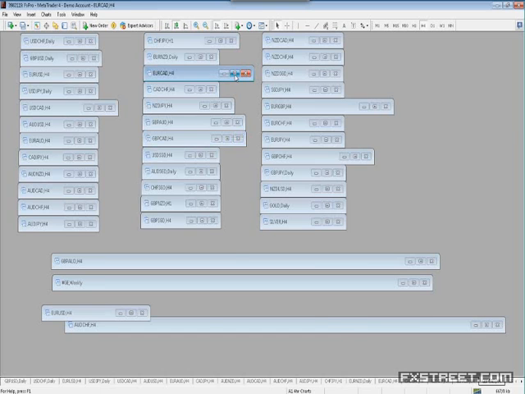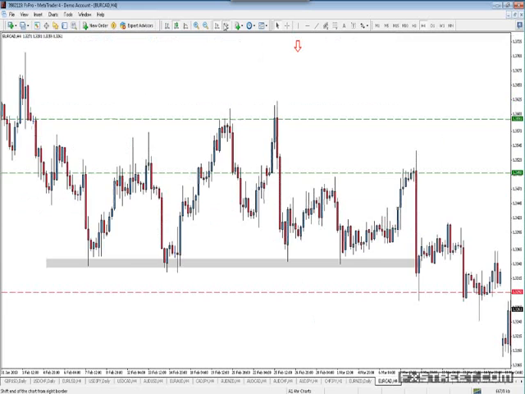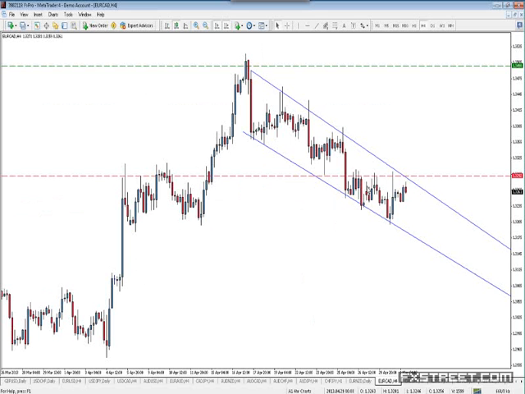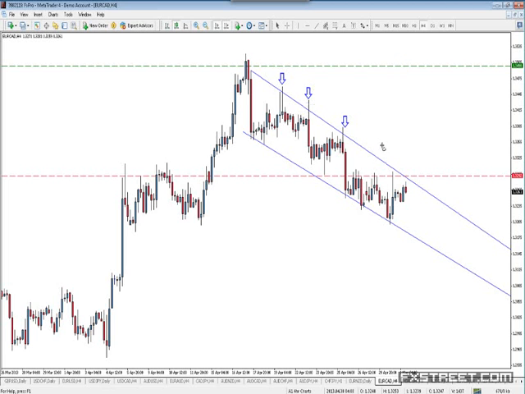Let's talk about the EuroCAD. Okay, EuroCAD, it's starting to do its thing. Great. EuroCAD is in this sort of downward channel. The first thing I want to point out is that the market's been moving up and touching this channel and falling, right? There's a couple of wicks there. One wick there. There's another one right here. There's another one right here.